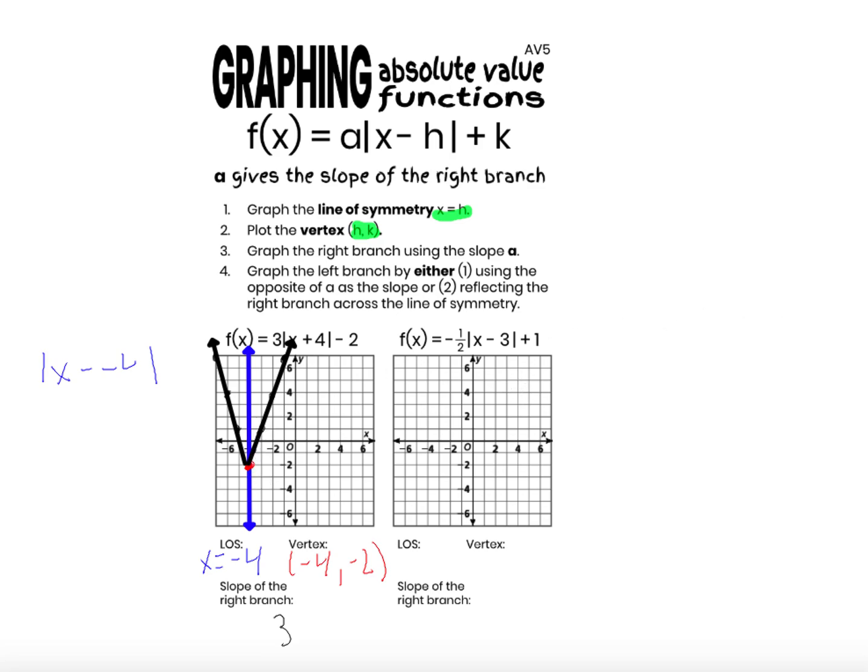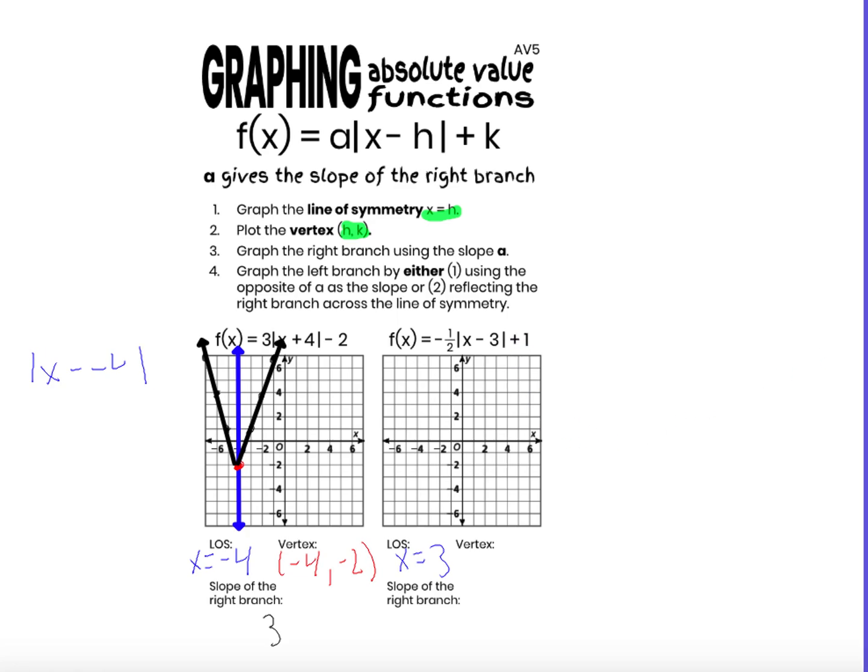Let's look at this next one. First, the line of symmetry. The line of symmetry is going to be x equals 3. The opposite of that number inside the absolute value bars, or we know that h is being subtracted, so 3 will be h. Go ahead and draw my line of symmetry, the vertical line x equals 3. Yeah, pretty good.